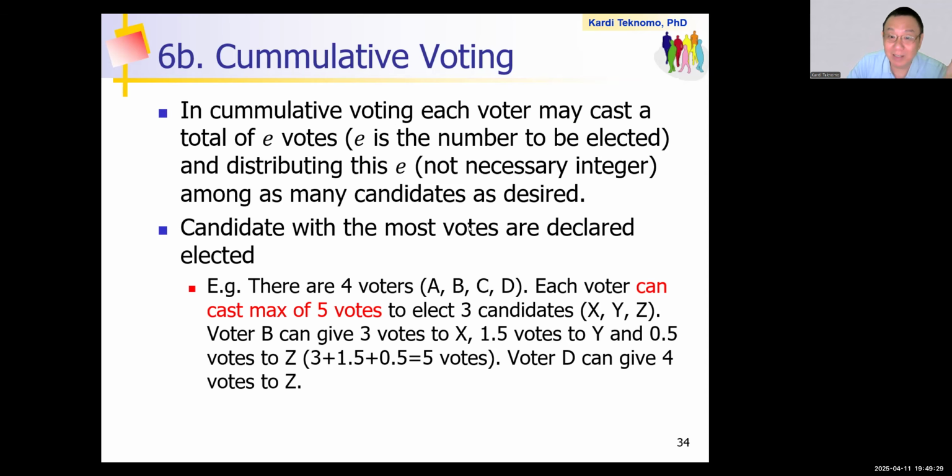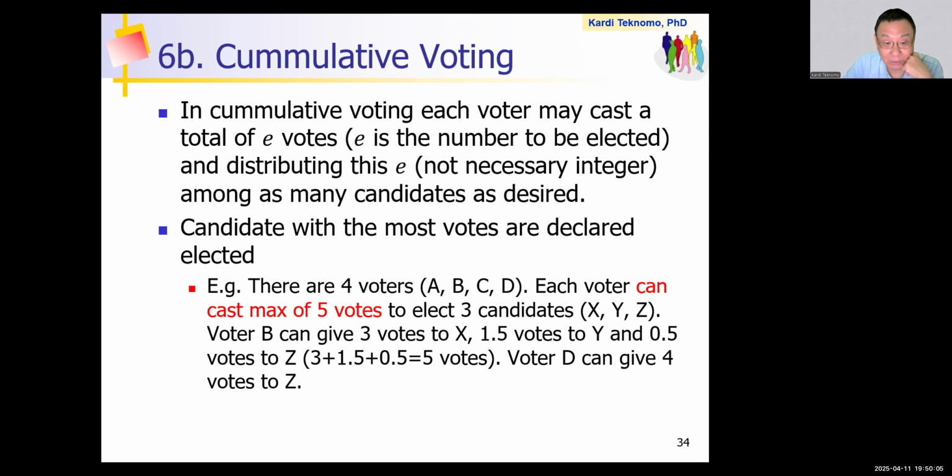Okay, you make an agreement about the maximum number of votes, and then each voter can give votes to the candidates, whatever they like, as long as the total is E. And this is called cumulative voting, and it is very rarely used, because you have different numbers here. Okay, but this is also interesting.